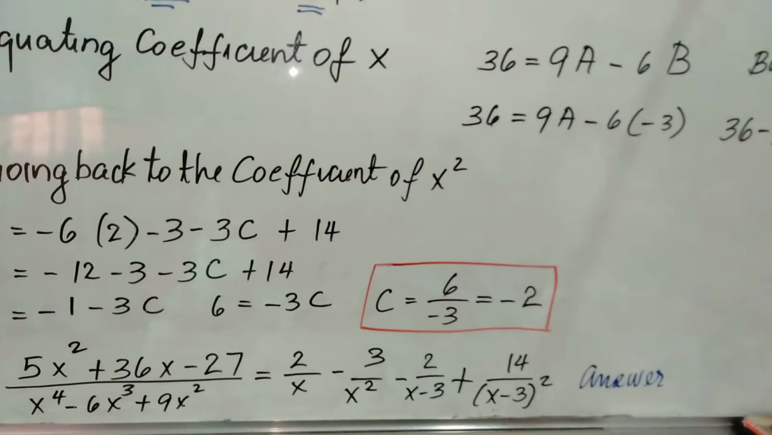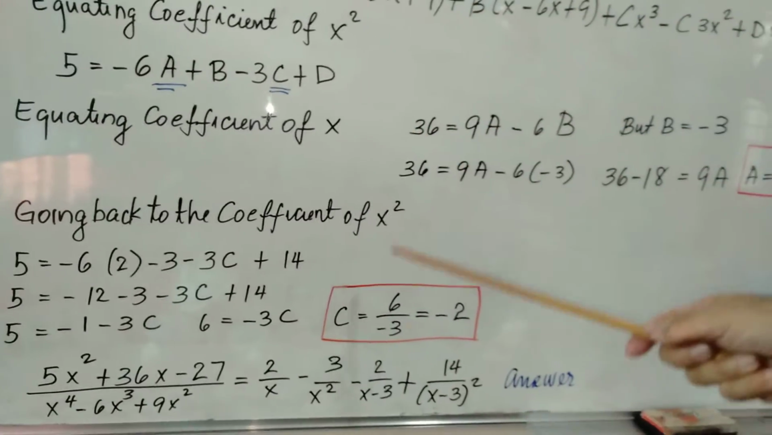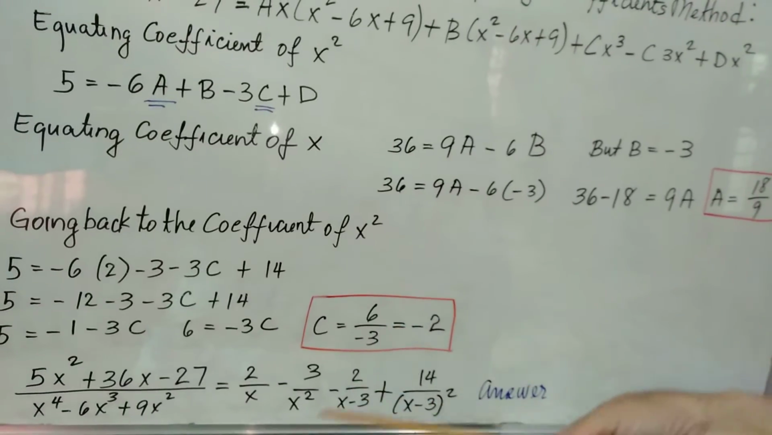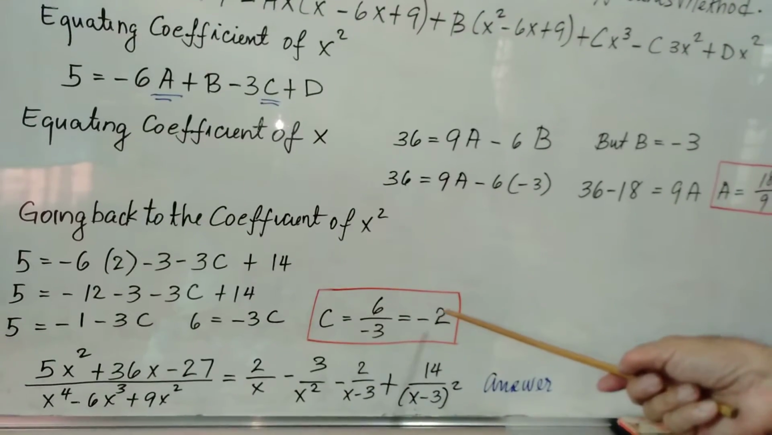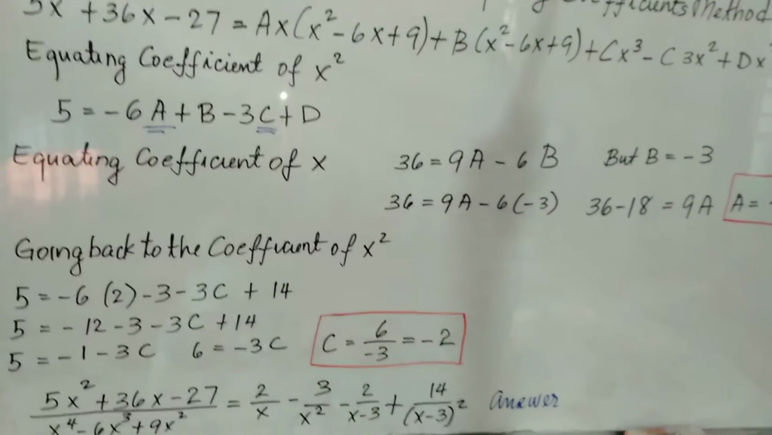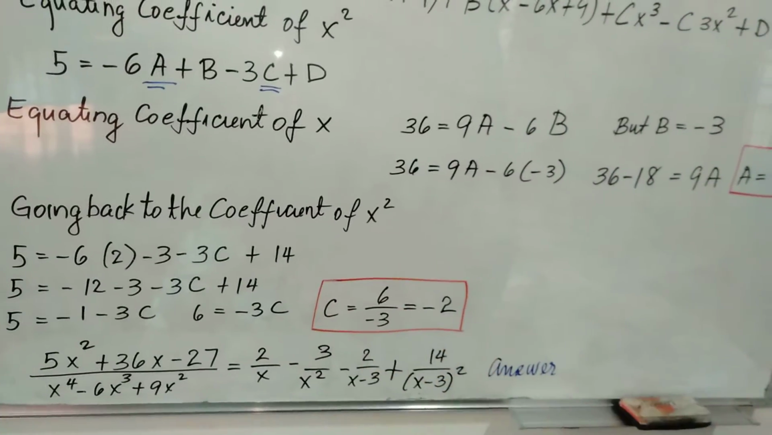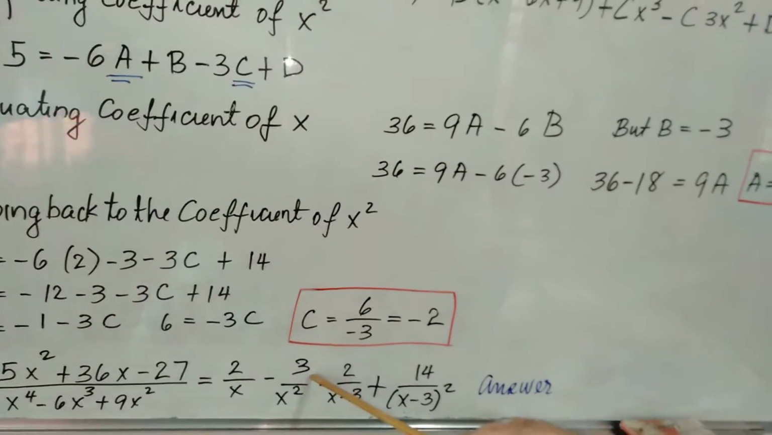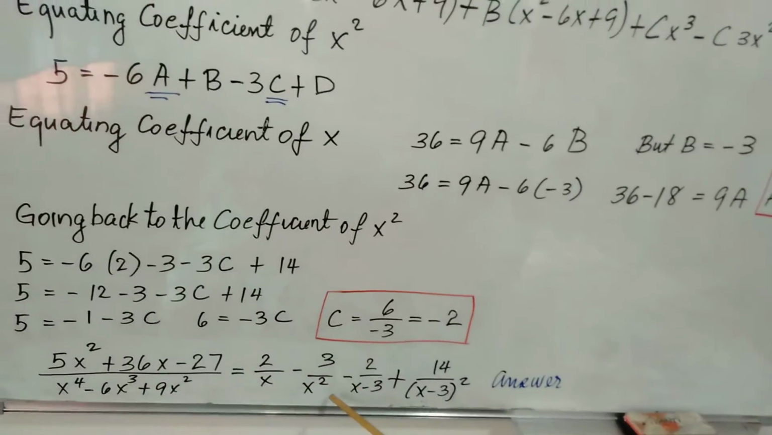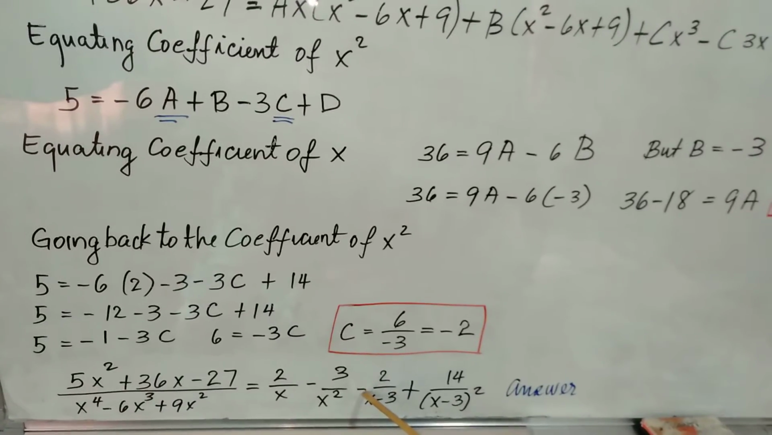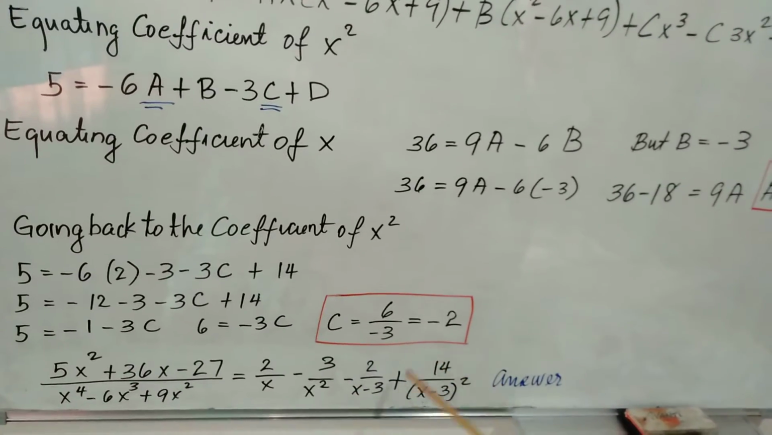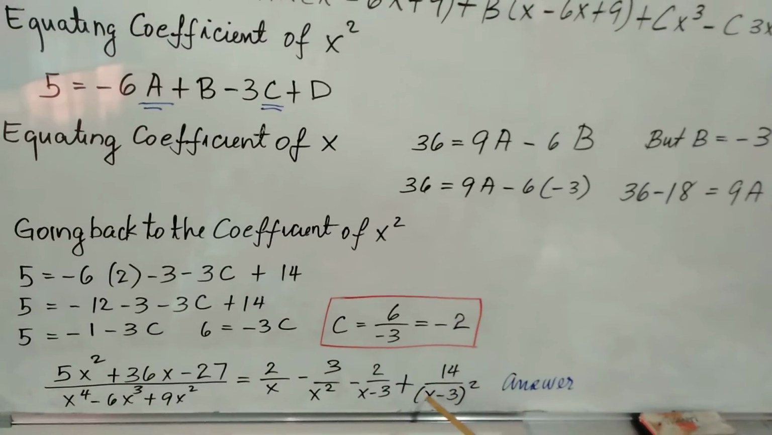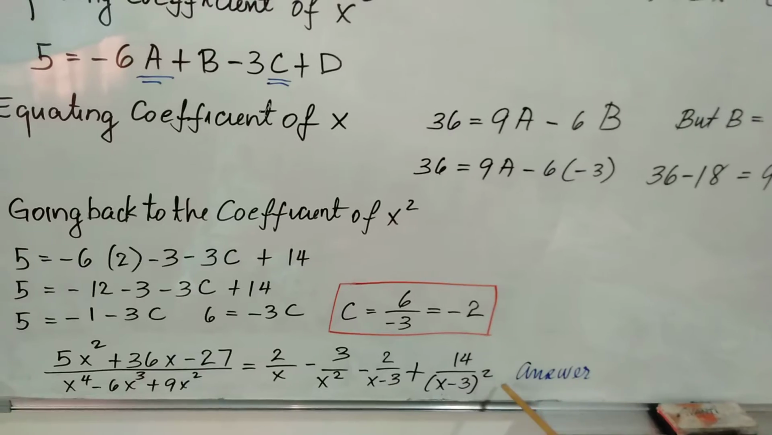Now we have the values for all the numerators of our partial fractions. All we have to do is substitute the values of the unknowns. A is equal to 2, so we get 2 over x minus 3 over x squared minus 2 over x minus 3 plus 14 over x minus 3 quantity squared.